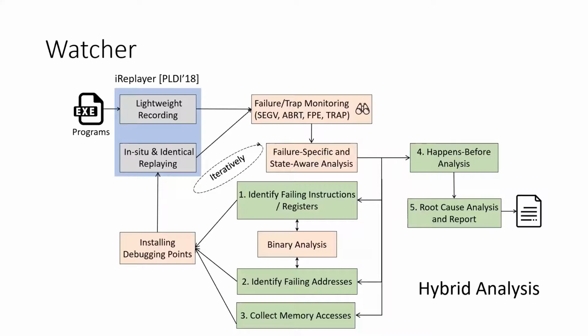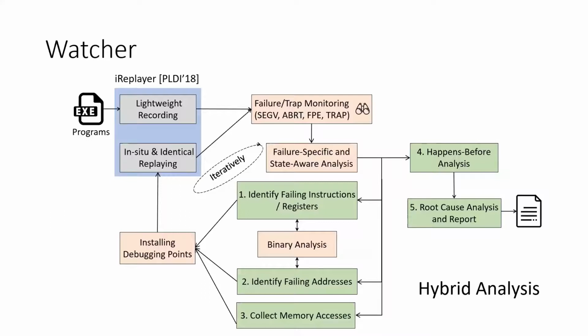Inside the signal handler, Voucher identifies failing instructions or registers using binary analysis. It then identifies failing addresses. After we know the failing addresses, we can collect the data flow on that address. However, binary analysis may not provide enough information. Voucher consults the record and replay system to collect more data.